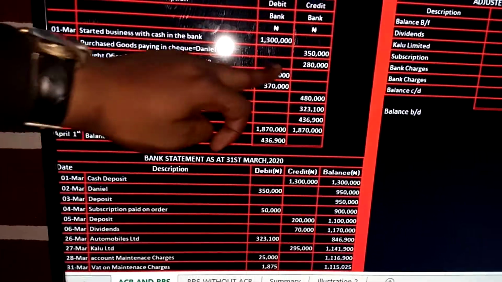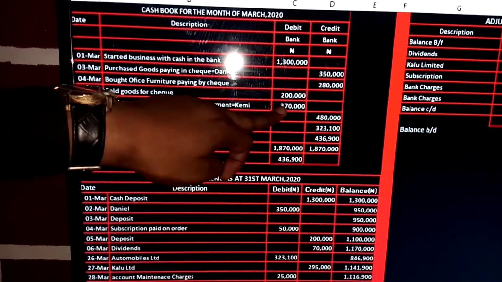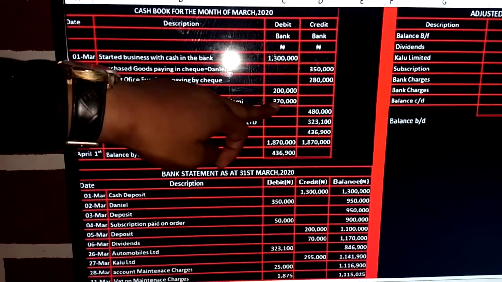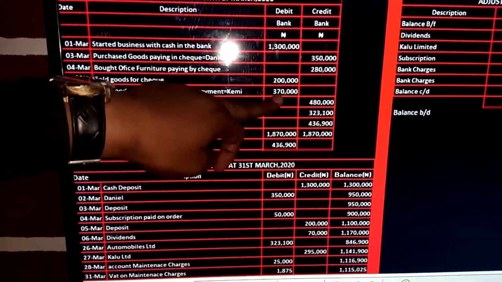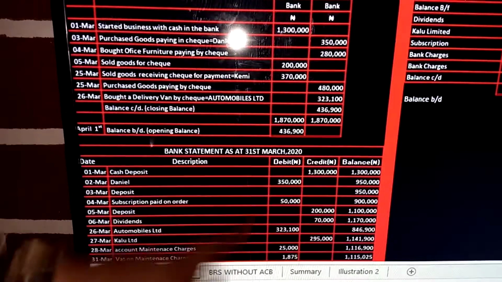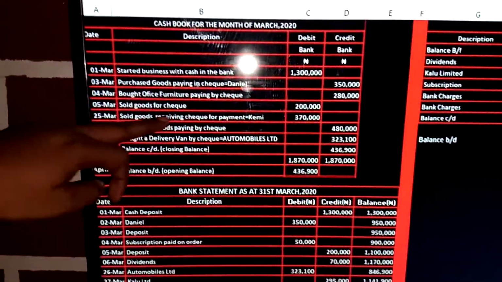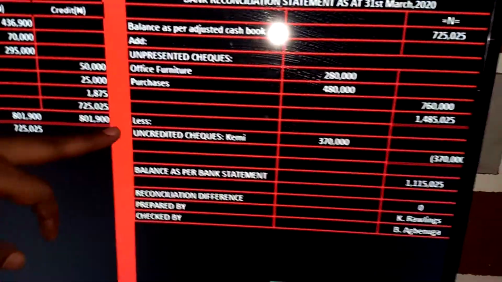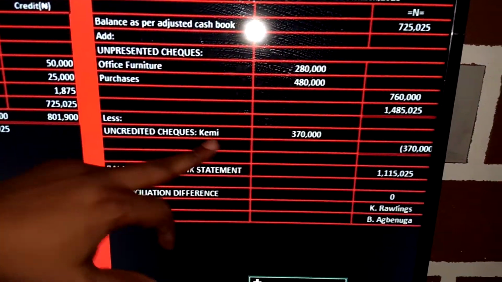Yes. 370, remember we are looking at the cash book against the bank statement, so you have to be careful so you don't mix things up. 370 is in the debit side here. Is it in the credit side of the bank statement? No. So what do you have? You have payments, sold goods, received check for payment, Kemi. So that's the uncredited item that we have there. So we have less uncredited checks, Kemi, 370.